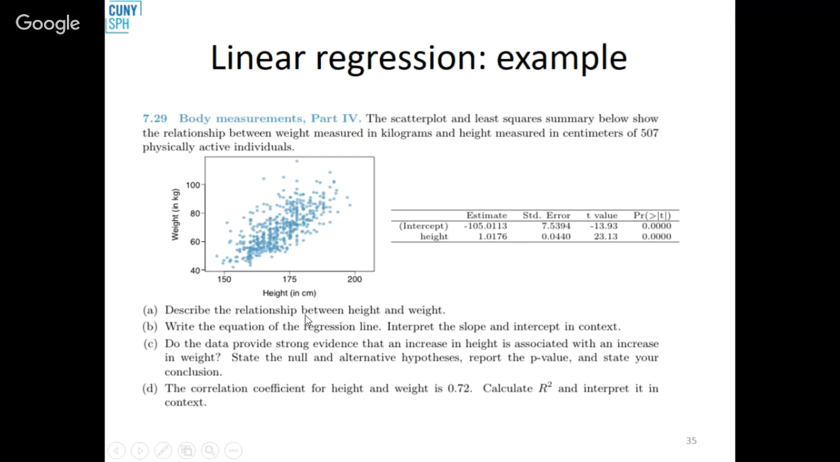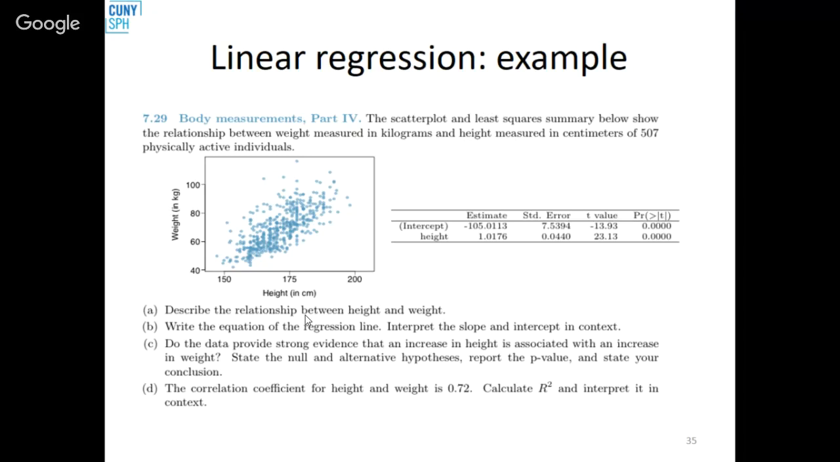First question is, describe the relationship between height and weight. How would you describe it? Yeah, it's a positive correlation. It looks fairly linear. It looks like a reasonably good correlation. I would guess an R squared of 0.5 or something like that.